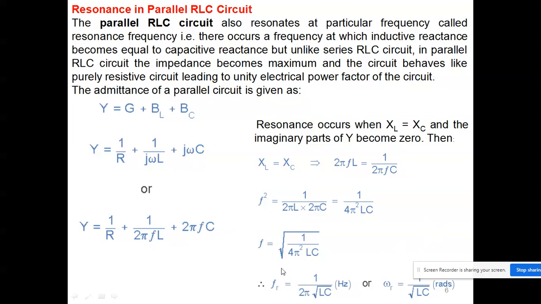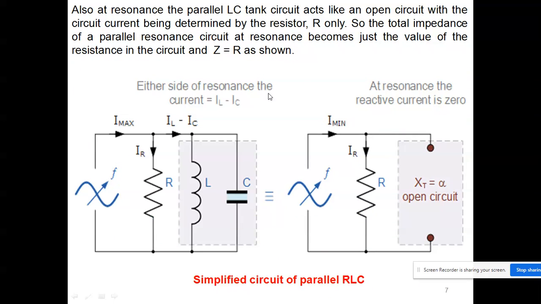Okay, but here the impedance and current, the other factors, will not be the same; they will change in a different manner. The explanation is given in the next slides. So you see here, at resonance, the parallel LC circuit, which is also known as the tank circuit, acts like an open circuit, with the circuit current being determined by the resistance R only.